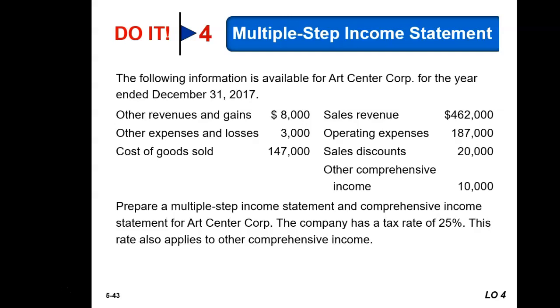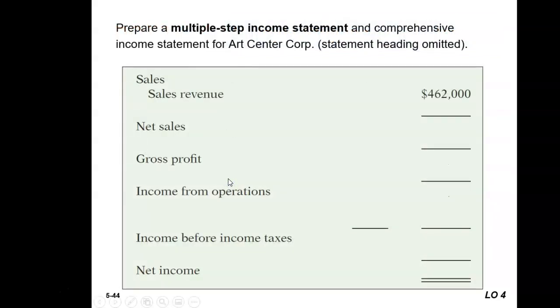You want to first calculate your net sales. So how is that calculated? Net sales would be sales revenue less any sales return allowances and less any sales discount. For our example, we have sales revenue and we also have our sales discount. So we'll take our sales revenue less our sales discount. That'll give us net sales of $442,000.